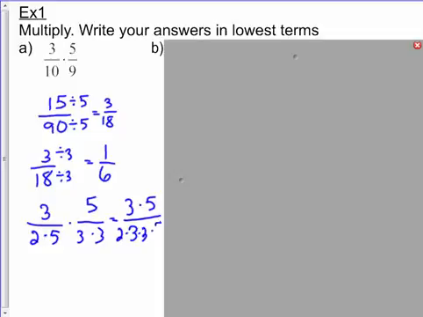So if I look, since I am multiplying everything on the top, multiplying everything on the bottom, I can cancel stuff out. So what's the same on the top and bottom? The 3's and the 5's here. So what does that leave me? A 1 on top and 2 times 3, or 6 on the bottom.